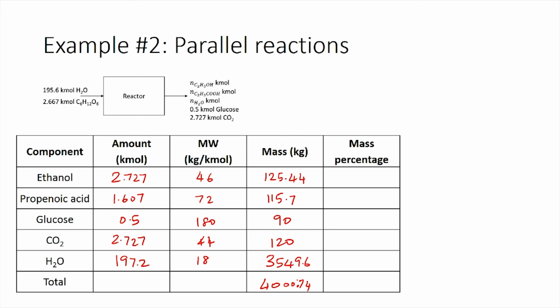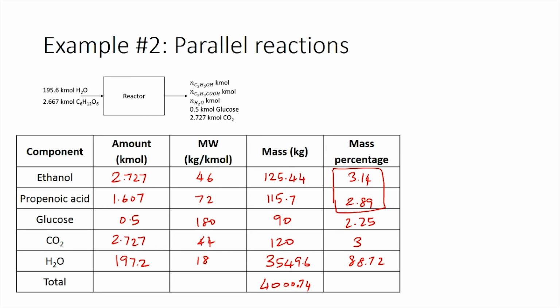So, using this total mass and the individual masses for the components, we can calculate the mass percentages as 3.14, 2.89, 2.25, 3 and 88.72. So, we have been asked to calculate the mass percentage of ethanol and propanoic acid in the problem, which comes out to be 3.14 and 2.89%. With this, we have come to the conclusion of this problem using extent of reaction method.